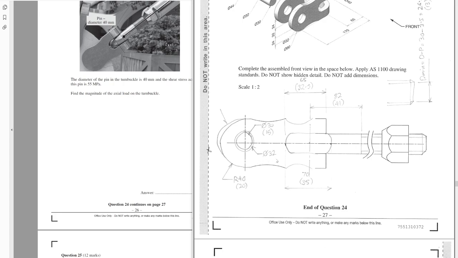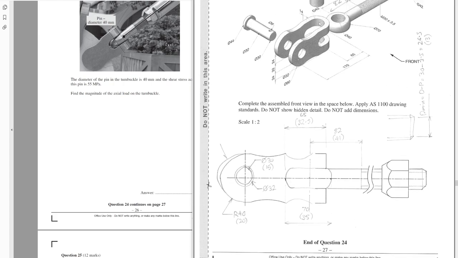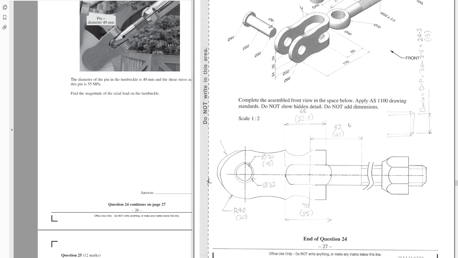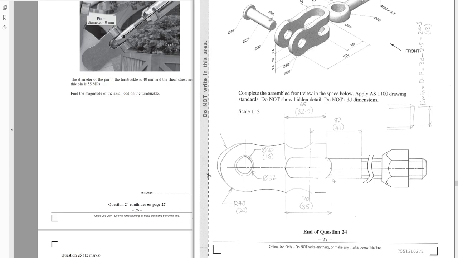So what have I got? I figured out how far this thing goes back. It says it goes back 65 millimeters. It's at a scale of 1 to 2, so that means it's half. Imagine those little circles as the divide symbol. So it's half the size, so I'm drawing 32.5 millimeters. And then from that point, this thing is a radius of 70. So presumably we're going to see that curve there.